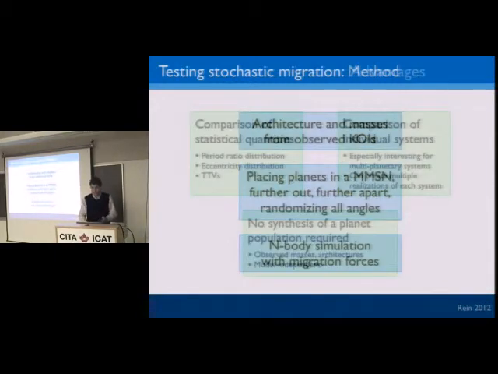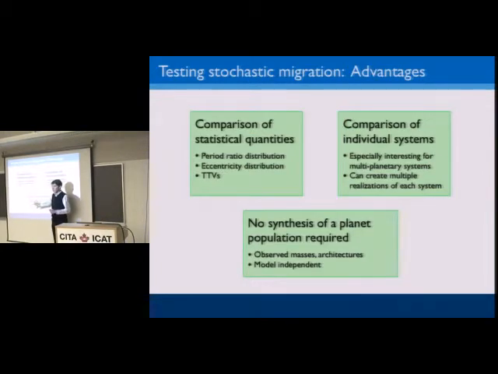And it's a really simple model because you don't need to synthesize any planets. I'm taking the observed planets. There's no population synthesis model that needs to explain where planets form or how many of them form, just taking what's observed and then integrating them forward in time. It has some shortcomings as well, which I'll mention in a second.